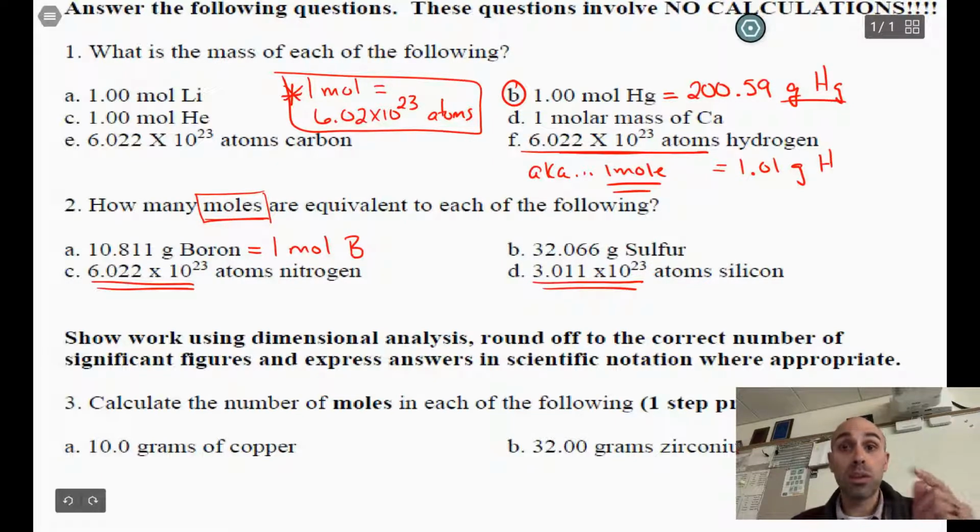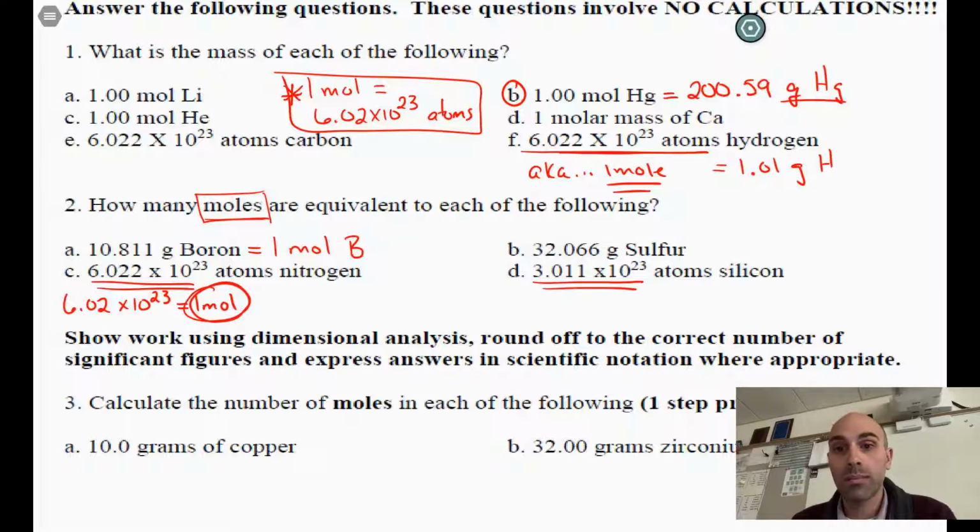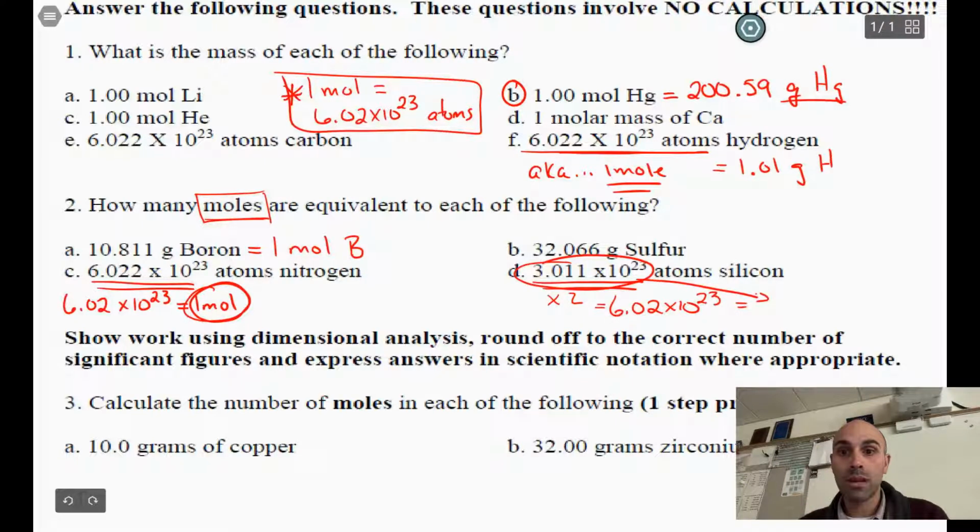We're actually going to jump to 2D now. Looking at 2D, it's 3.011 times 10 to the 23rd atoms of silicon. Now, you're probably thinking, gee, that seems like half of 6.02 times 10 to the 23rd. And we know 6.02 times 10 to the 23rd atoms is 1 mole, right? So 3.011 times 10 to the 23rd is half of that, which means we now have half of a mole of silicon. Okay? It's those relationships you need to get quick with, you need to be comfortable with, you need to be familiar with.